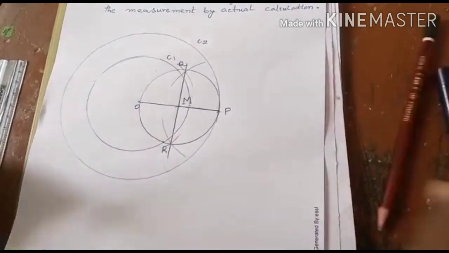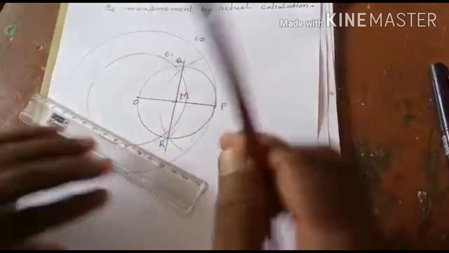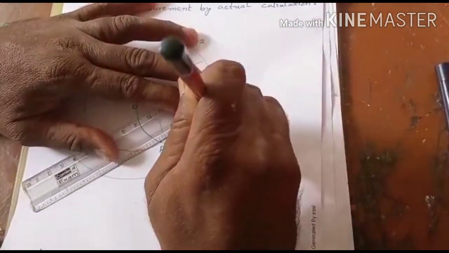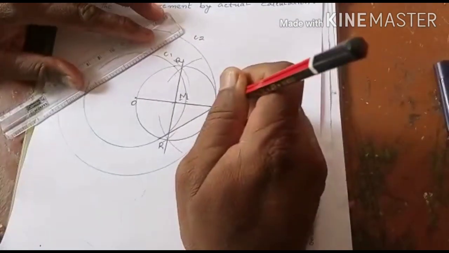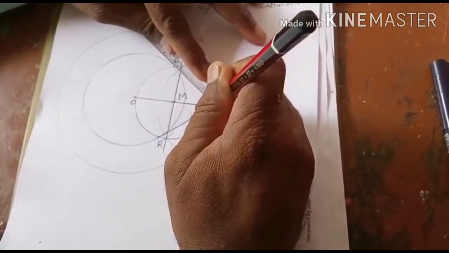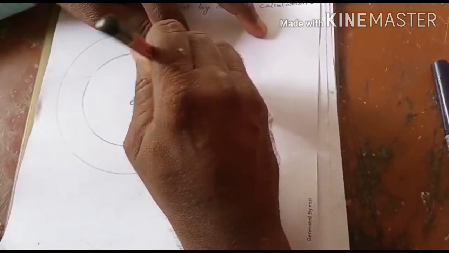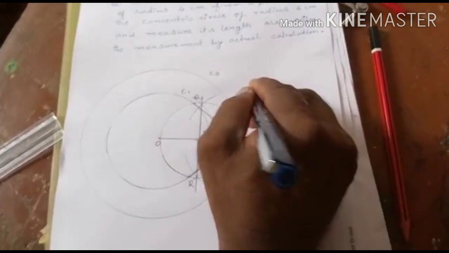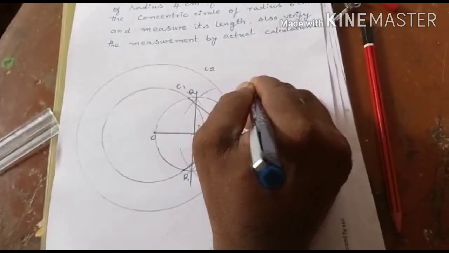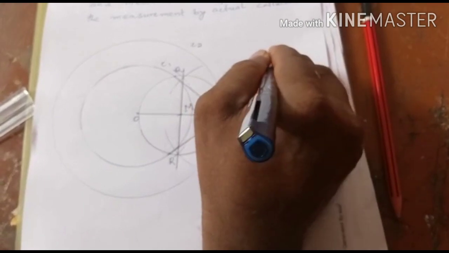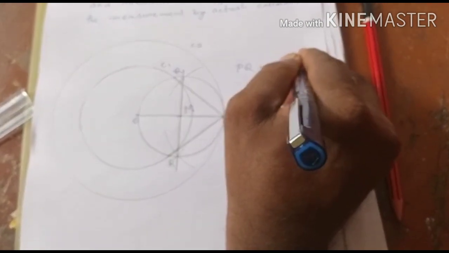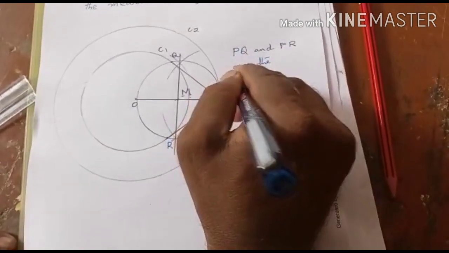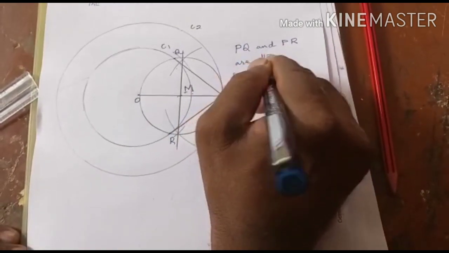Join PQ and PR. Now PQ and PR are the required tangents. These two are the tangents drawn from an external point. Their lengths must be equal.